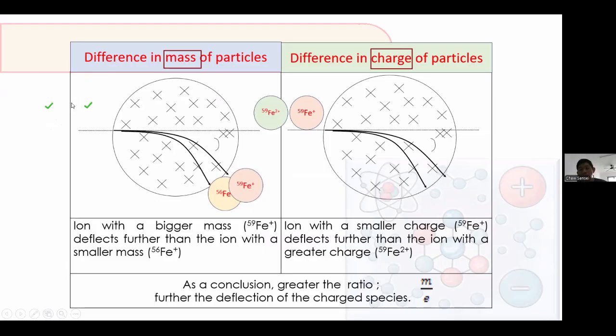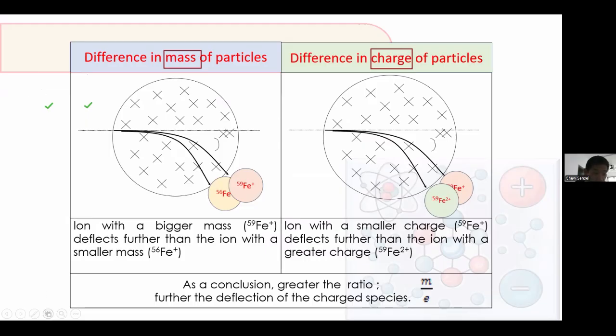If you have particles with different charges, as exemplified by iron 59 plus and iron 59 2 plus, the one with the smaller charge will deflect further compared to the ion with a greater charge. This is the path deflected by iron 59 plus, and this is the path deflected by iron 59 Fe2+. As a conclusion, the greater the mass over charge ratio, the further the deflection of the charged species.